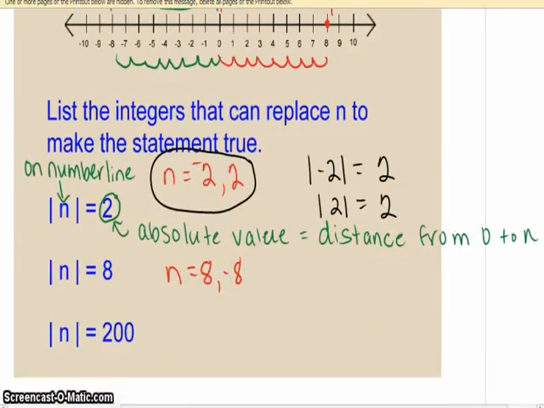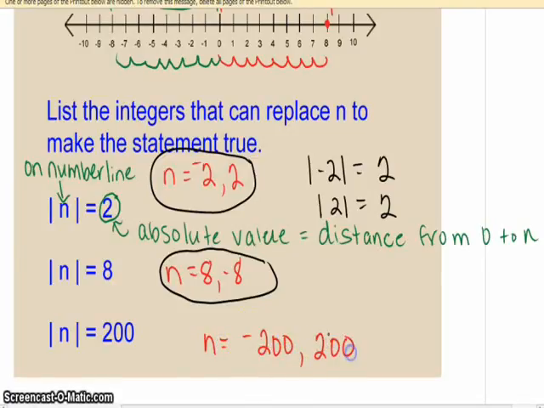Now, we're not going to use the number line for this, obviously. So I want you to just think about, based on what we figured out for these previous two problems, what you think the answer or answers would be for this problem. If you decided that n could equal both negative 200 and positive 200, because both of those will give you an absolute value of 200, then you are correct.